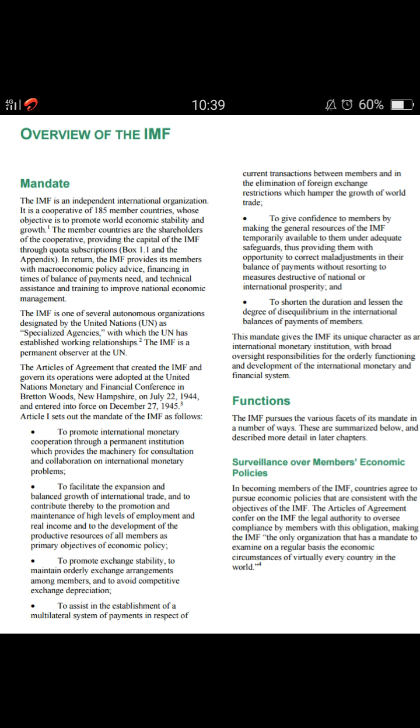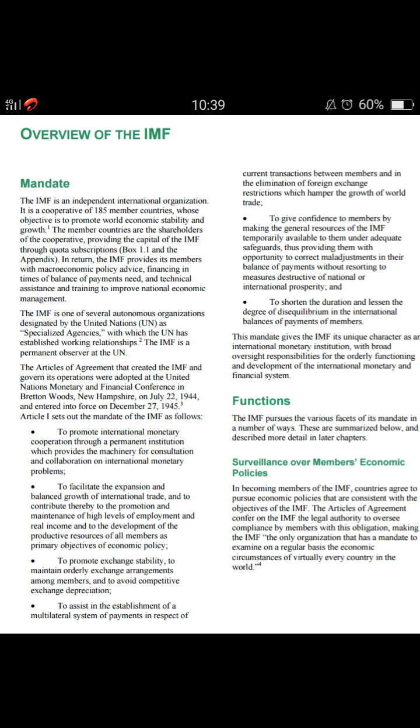Fourth objective is to make available resources of IMF temporarily to member nations under adequate safeguards. It also supports member nations in shortening the duration and disequilibrium of balance of payment problems.